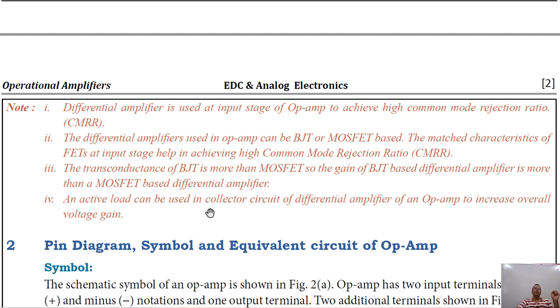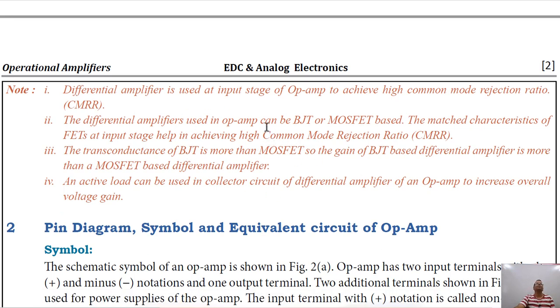Then active load can be used in collector circuit of differential amplifier of an op-amp to increase overall voltage gain. These are four points where you will find a lot of objective type questions, especially in engineering services prelims exam. So please remember these 4 points. These are important from engineering services preliminary point of view.